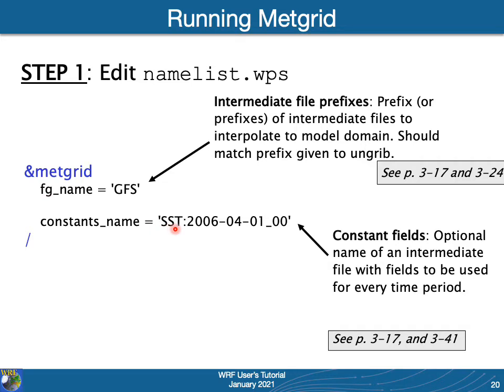If we do have an intermediate file that contains fields that we would like to hold constant for our entire model simulation, we can specify the full name of that intermediate file with the constants_name namelist variable.